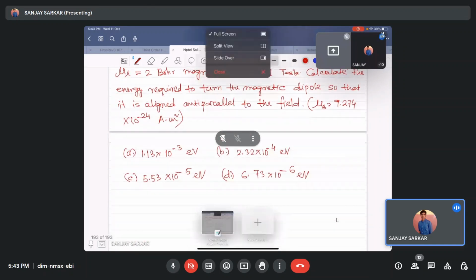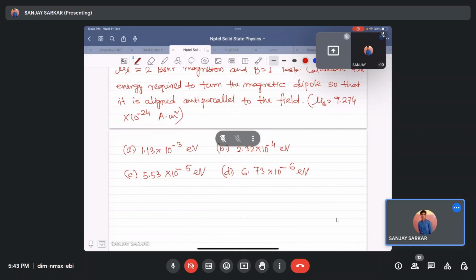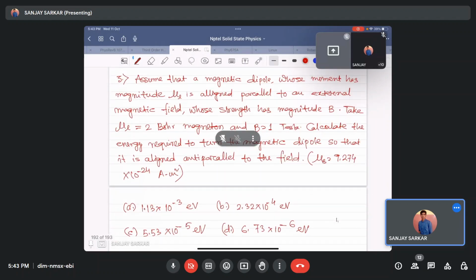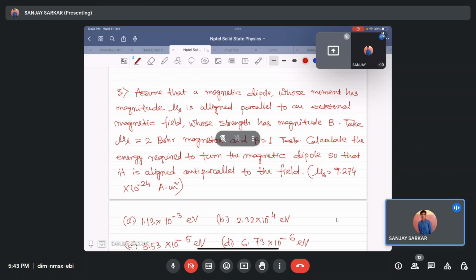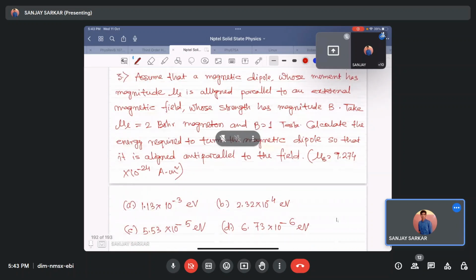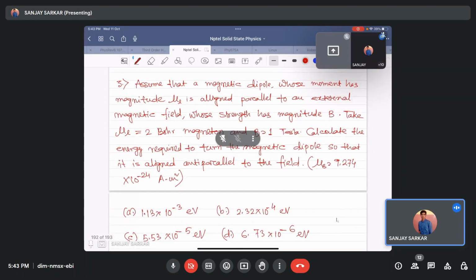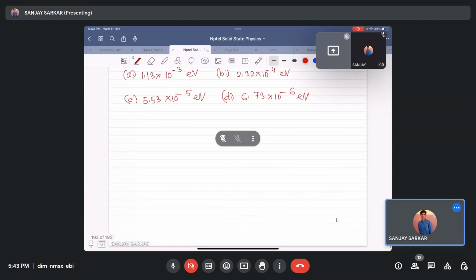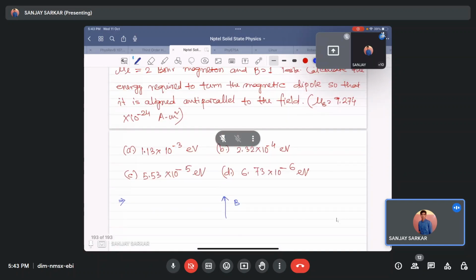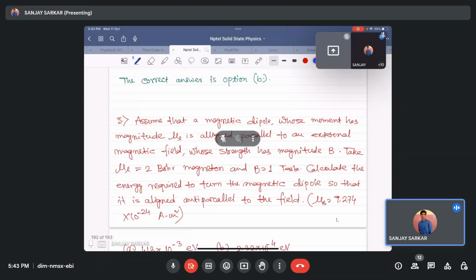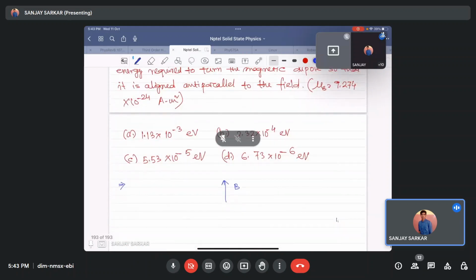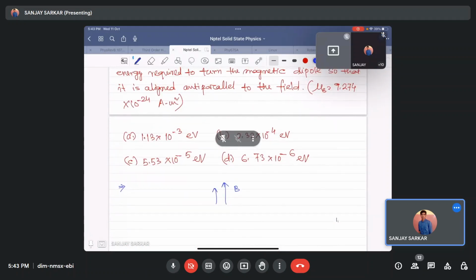Hello. So, anybody solve this question? What is written in the question? Assume that a magnetic dipole whose moment has magnitude mu l is aligned parallel to an external magnetic field. So you assume that the magnetic field is along the z direction. Let's say this is the magnetic field along the z direction, and mu l is also aligned parallel to the external magnetic field, along this direction.